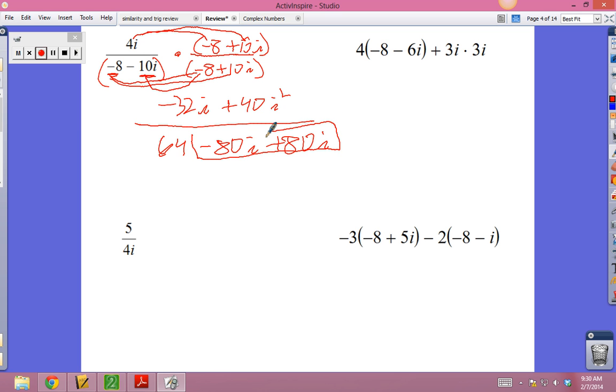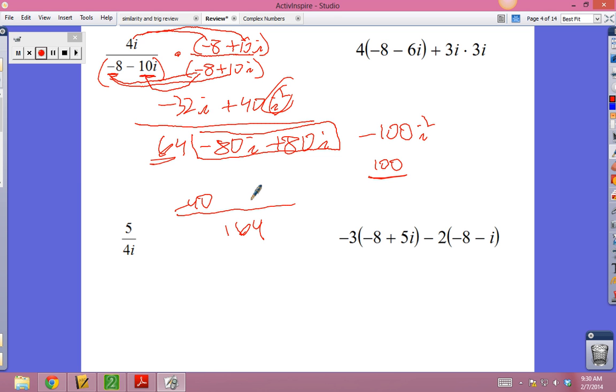So those imaginaries will zero out. And negative 10i times 10i is going to be a negative 100i squared. But i squared is a negative 1. A negative 1 times negative 100 is a positive 100. Positive 100 with a positive 64, on bottom we got 164. On top, i squared is a negative 1. Negative 1 times 40 is negative 40. So you got negative 40 minus 32i.